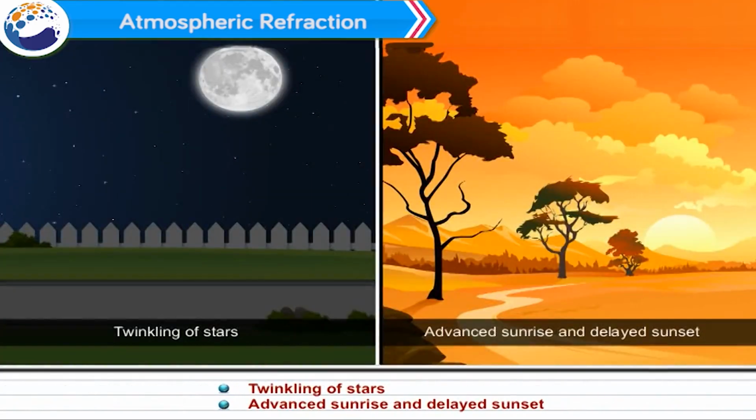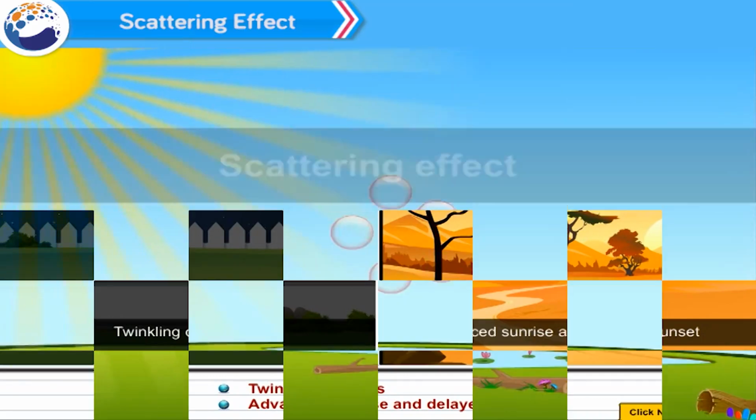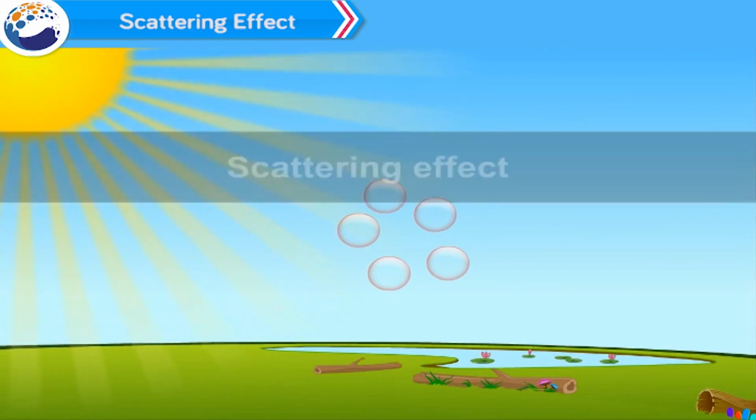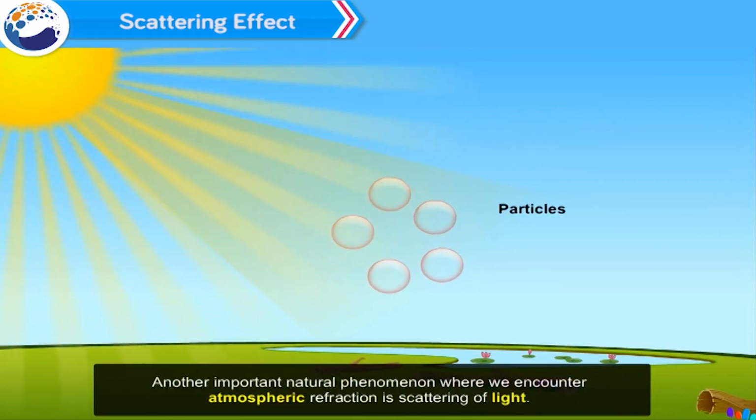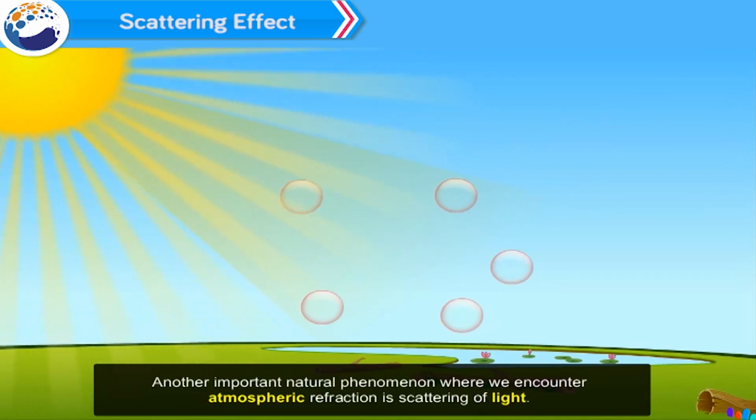Twinkling of stars, advanced sunrise and delayed sunset, scattering effect. Another important natural phenomenon where we encounter atmospheric refraction is scattering of light.